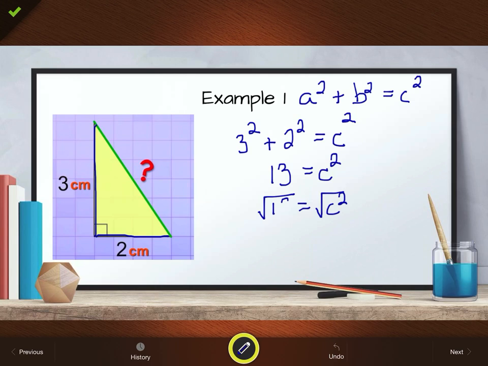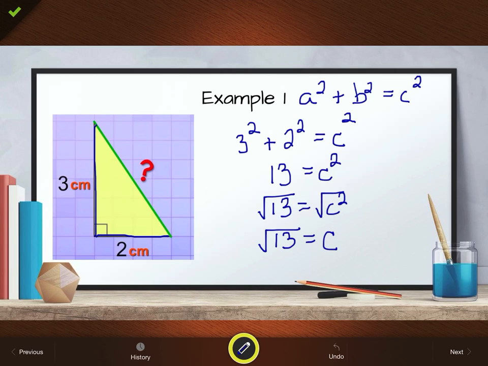And again, as always, what you do to one side of an equation in algebra, you do to the other. So I'm going to take the square root of 13, the square root of C squared. The reason I took the square root of C squared is I need C. And then if you type in the square root of 13, you get a decimal.